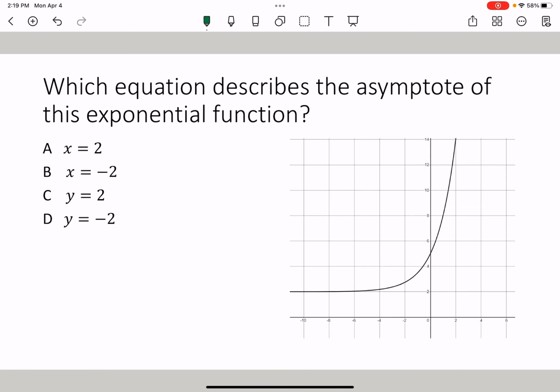So this asks which equation describes the asymptote of this exponential function. So if I was to draw in the asymptote, it would be right here, right? Because my graph gets really, really close to this line, which is y equals 2, but it doesn't actually cross it. So that's why y equals 2 is the correct answer. Don't choose x because x is a vertical line. Okay, this doesn't have a vertical asymptote. This has a horizontal asymptote where it's getting closer and closer to y equals 2, but not actually crossing it.